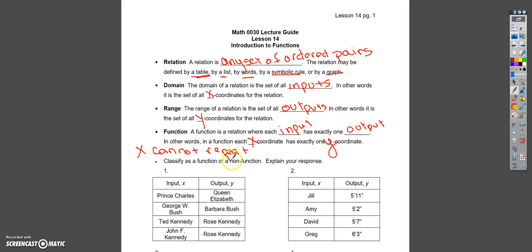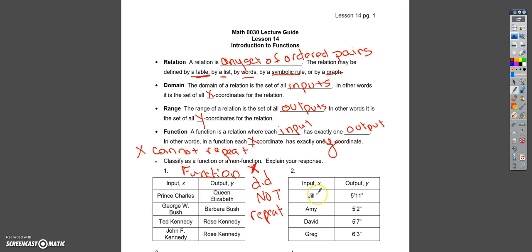So classify as a function or a non-function and explain your response. So we look at our inputs: Prince Charles, George Bush, Ted Kennedy, John F. Kennedy. Those are all different. So this is a function, because x did not repeat. So it is a function.